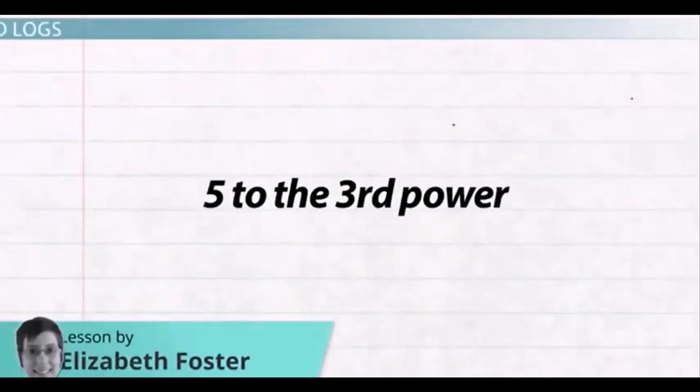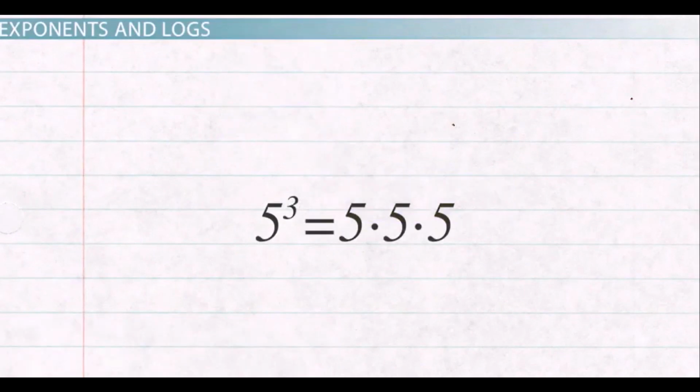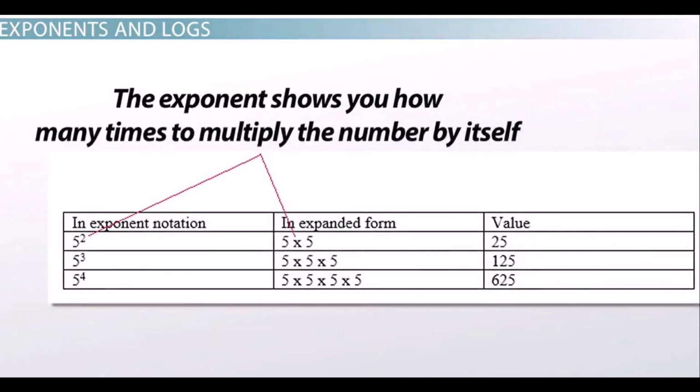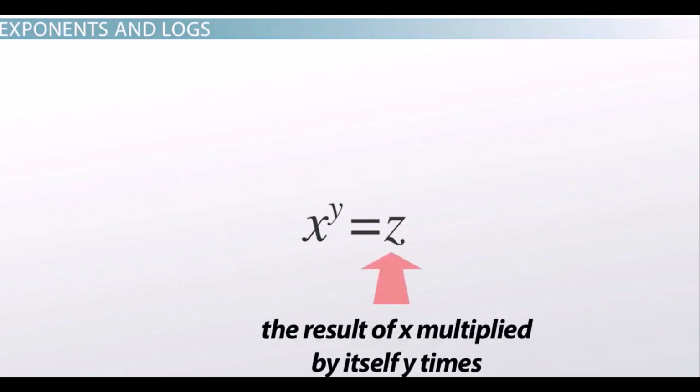What happens when you take a number to a certain power? You multiply the number by itself a certain number of times as dictated by the exponent. For example, 5 to the power of 3 equals 5 times 5 times 5. In general, the rule is that x raised to the y power equals x multiplied by itself y times. If we wanted to write a rule for this relationship in general terms, we could write it as x to the y power equals z, where z is the result of x multiplied by itself y times.